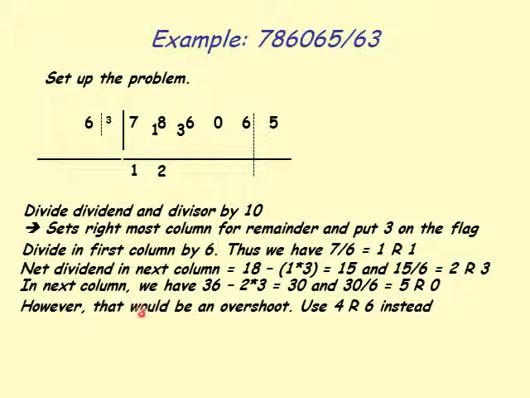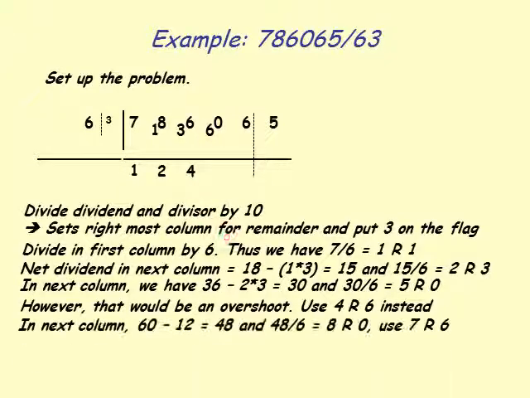Okay, 30 divided by 6 is 5, remainder 0. Okay, let's continue. However, that would give me an overshoot. So instead of 5 remainder 0, we would use 4 remainder 6, and that's like the altered remainders we have been talking about. We defined them in transpose and apply division. We had also referred to the altered remainders during the discussion on fractions.